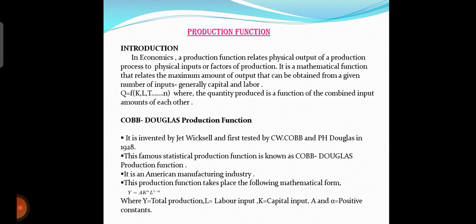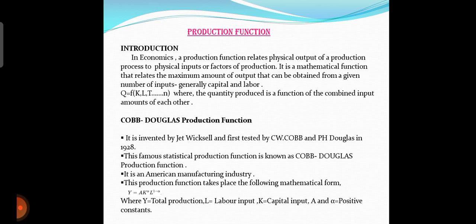Introduction. In economics, a production function relates physical output of a production process to physical inputs or factors of production. In mathematical form, it is equated as Q is equal to F of K, L, T to N. Here, Q is nothing but quantity output, a function of capital, labor, technology to N, where the quantity produced is a function of the combined input amounts of each.